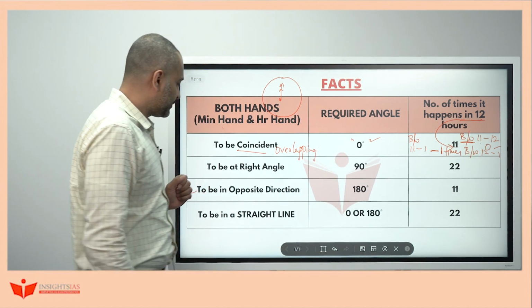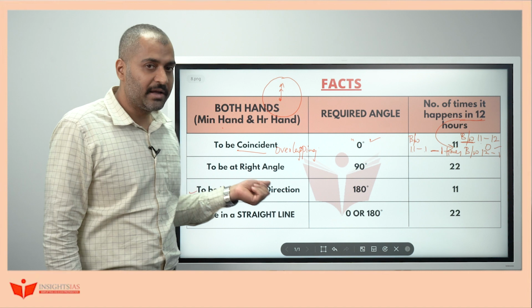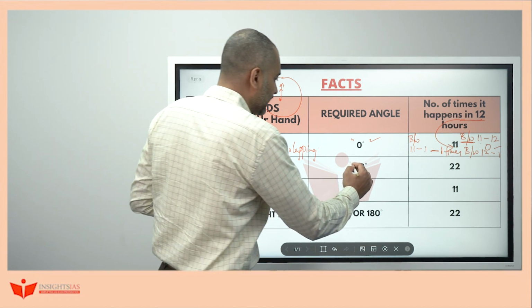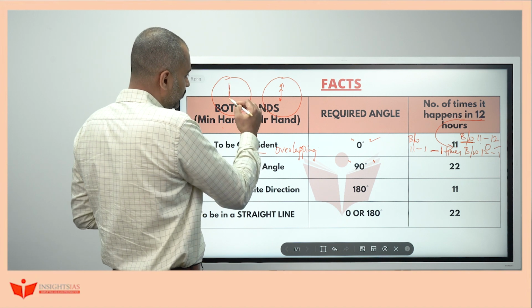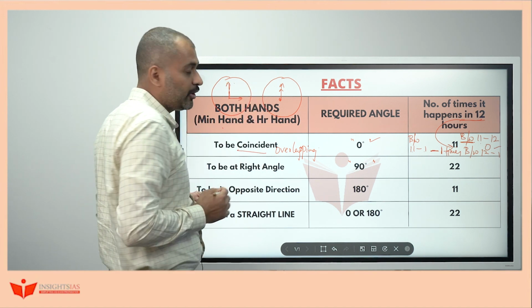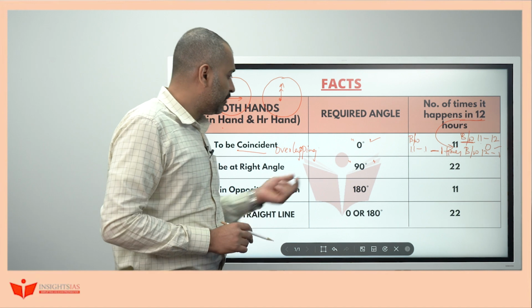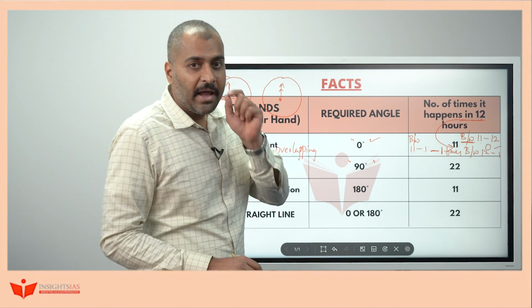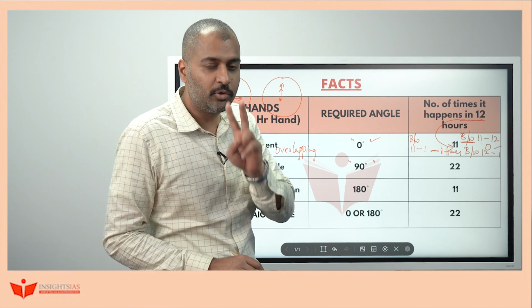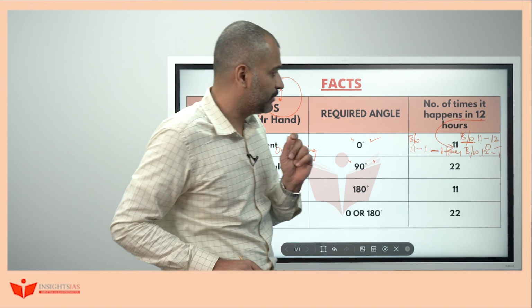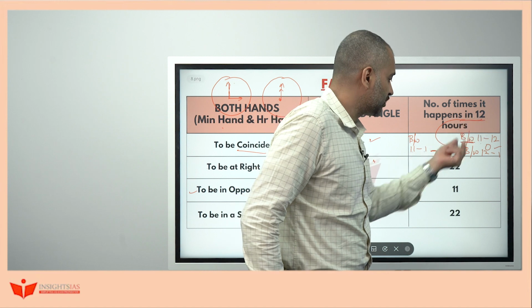Second fact, to be at a right angle means 90 degrees. For example, when the time is exactly 3 o'clock, it makes an angle of 90 degrees. Every hour, both hands will make an angle of 90 degrees 2 times. But in 12 hours, it was supposed to be 24.